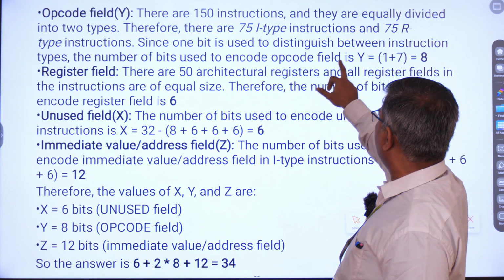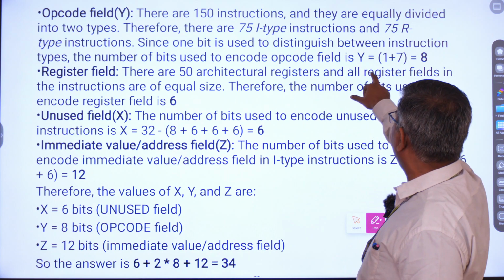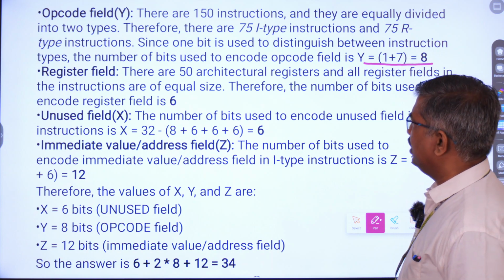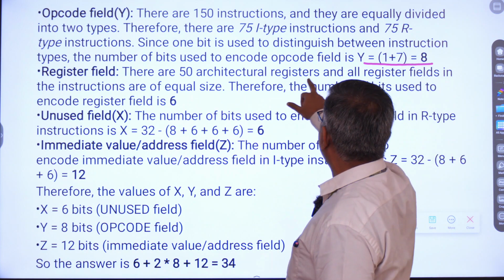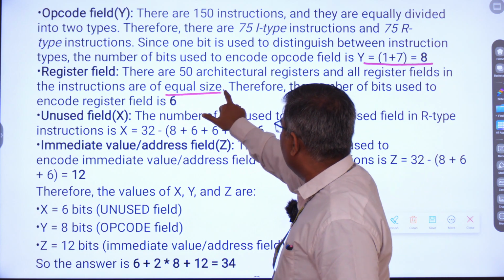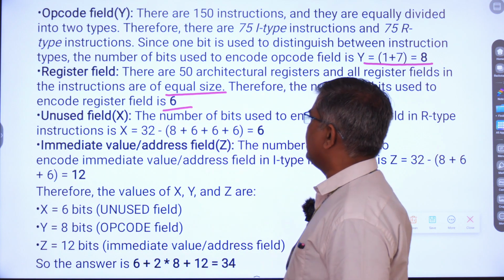Since 1 bit is used to distinguish between the instruction types, the number of bits used to encode the output field is 1 plus 7, that is 8. For the register field, there are 50 architectural registers, and all the register fields in the instruction are of equal size. Therefore, the number of bits used to encode a register field is 6.